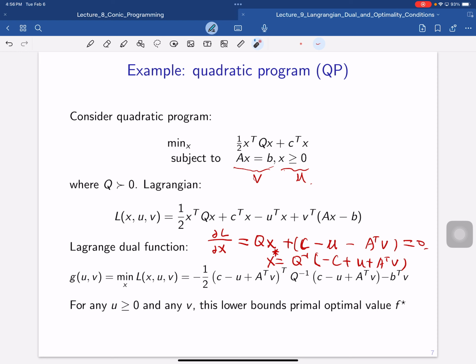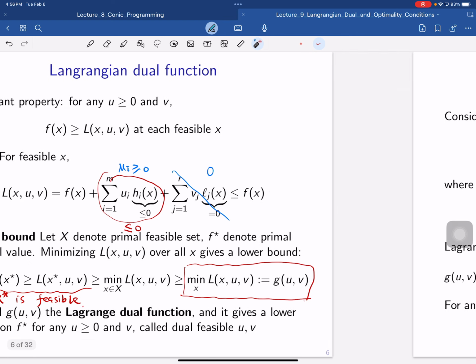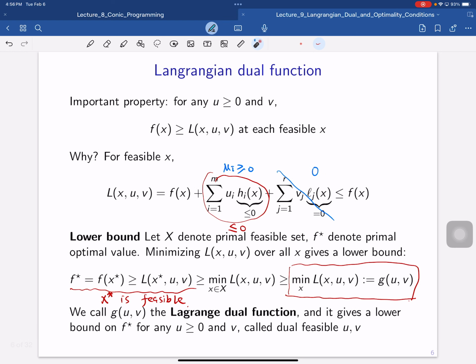Yeah. I have a doubt in the last slide. When x is not in the feasible region, why can't I have h_i(x) greater than 0, and then when I'm moving out of the feasible region, the min over x can be greater than when x is feasible, right?